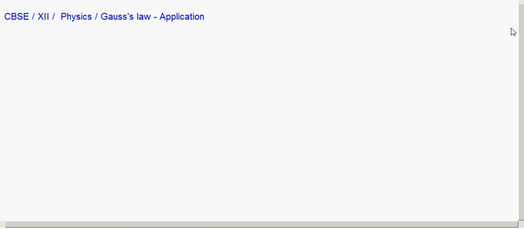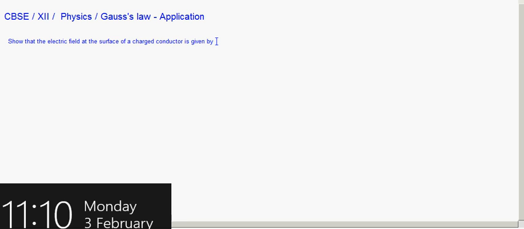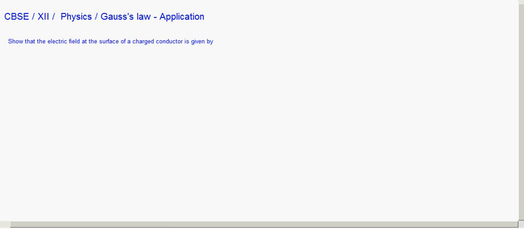So let us try to solve this problem in this class. Show that the electric field at the surface of a charged conductor is given by E equal to sigma by epsilon naught into n.